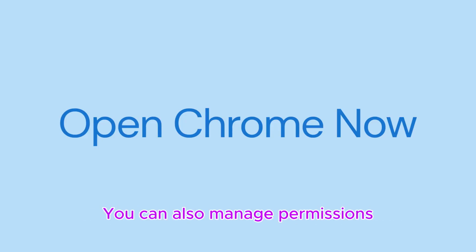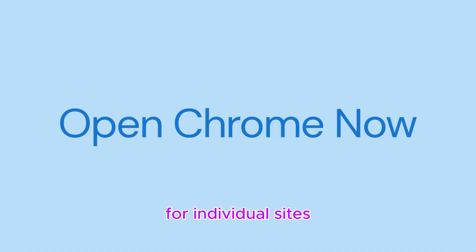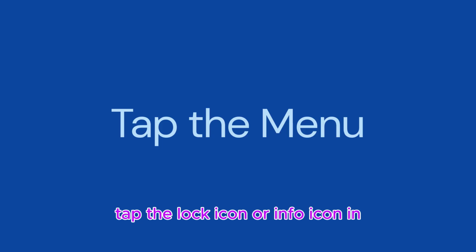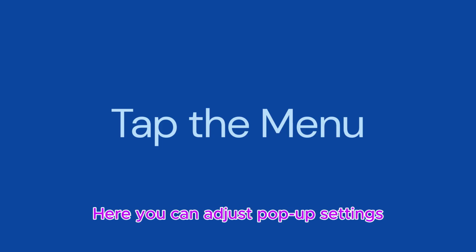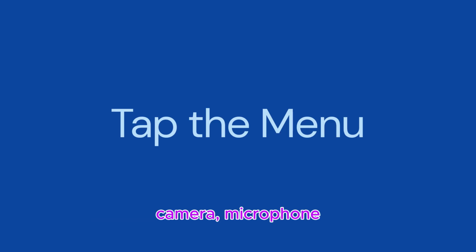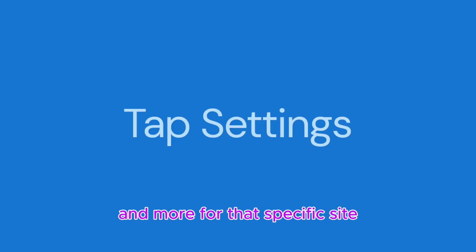You can also manage permissions for individual sites. While on a website, tap the lock icon or info icon in the address bar, tap Site Settings. Here you can adjust pop-up settings, camera, microphone, and more for that specific site.